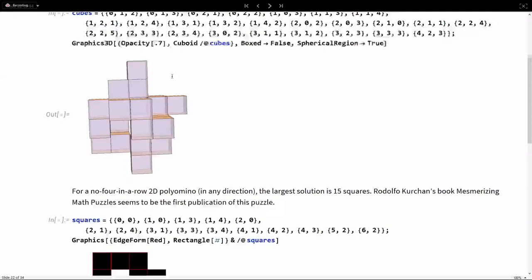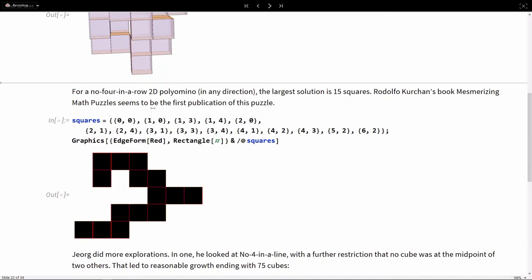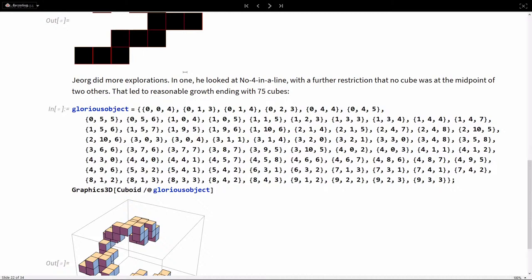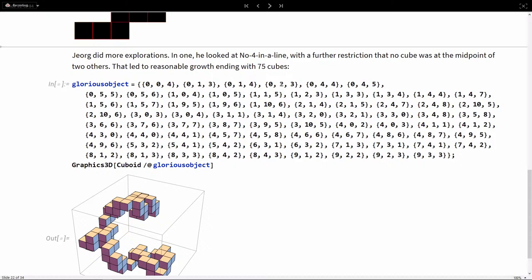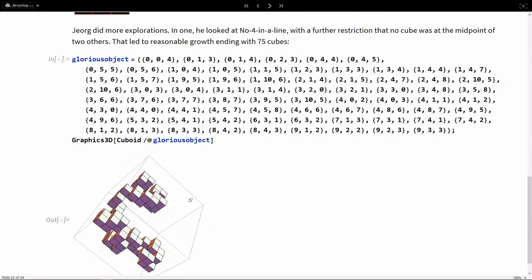Then he decided to take a look at similar problems. Can we avoid four in a row in either direction? With simple polyforms, here's the record with 15 squares. And it turns out that Rodolfo Kirchhahn found this earlier. He also looked at no four in a line with the restriction that no cube was at the midpoint of two others, so that you couldn't have three cubes right next to each other. With that restriction, the growth was reasonable enough you could solve the problem, and that ended with this 75 cube object.